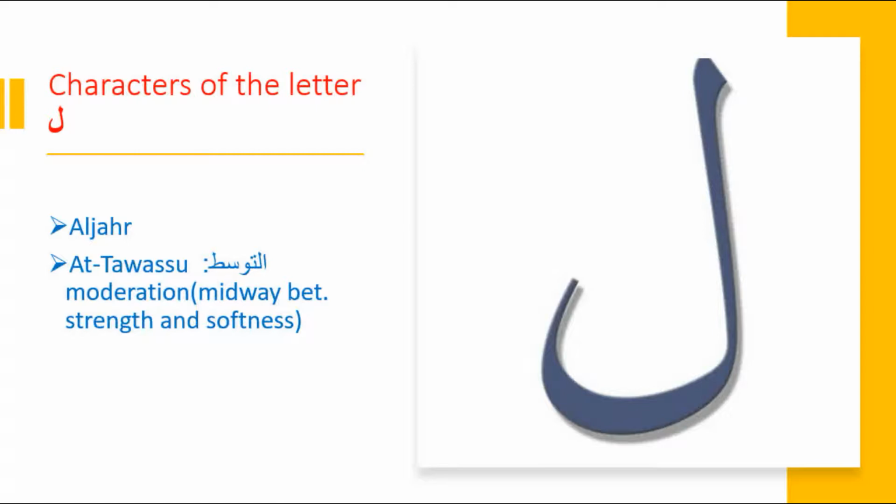When the letter is soft, like seen, you say it is very soft. But when you say al, no, it is al, so it is not that soft. So it is midway between strength and softness. We call this tawassut. So we have to know whether it is a heavy letter or a delicate letter.